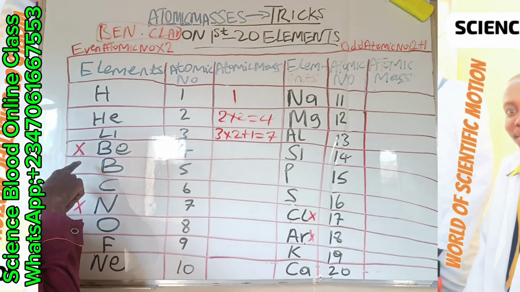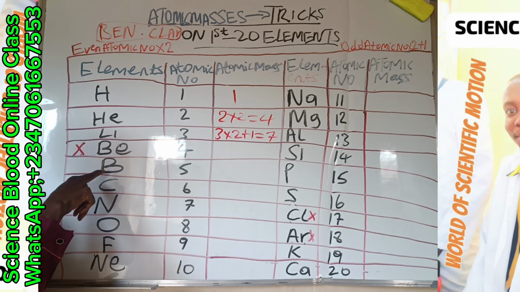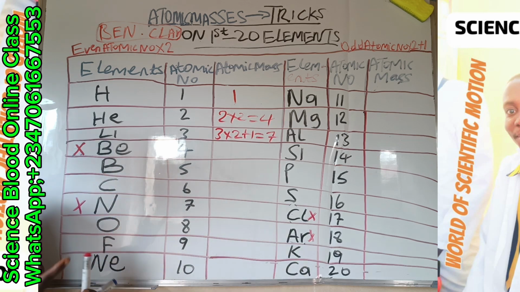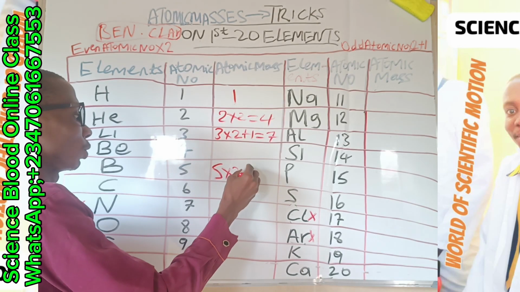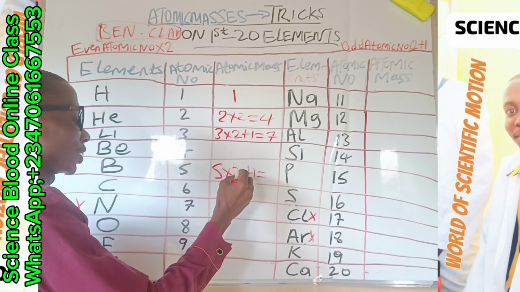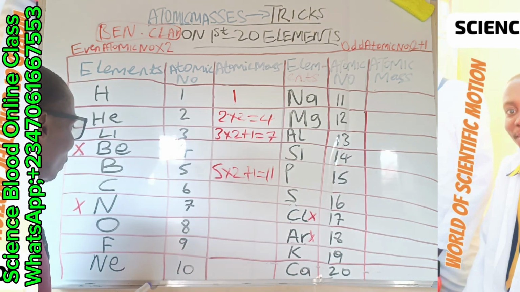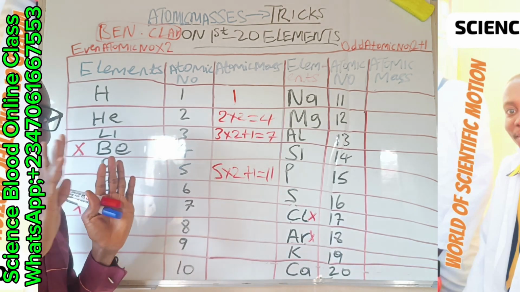Remember, it is one of the exceptions, like I said. I have taken this one before. So boron is an odd number, which is 5. It's not divisible by 2. So what are you going to do here? You have 5 multiplied by 2 plus 1. 5 times 2 is 10, plus 1. That should be 11. So this tells you that the atomic mass of boron is 11.